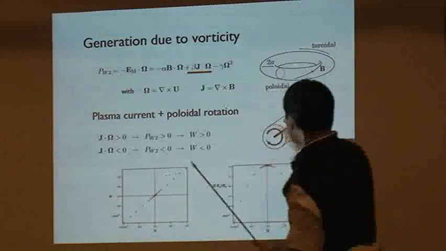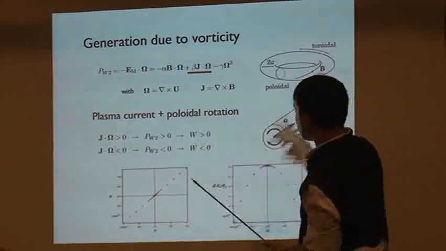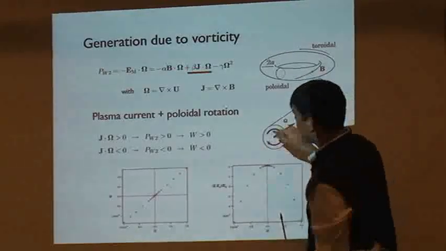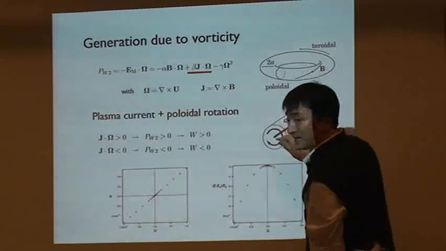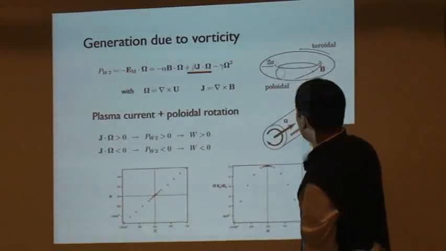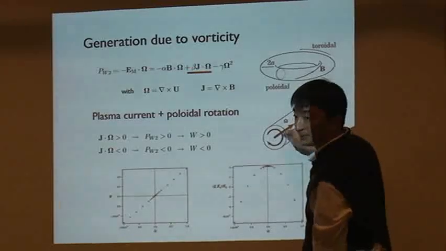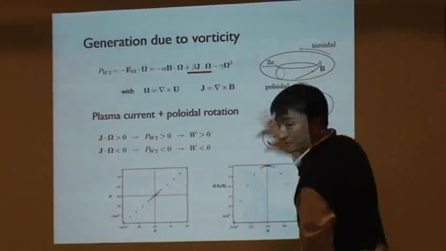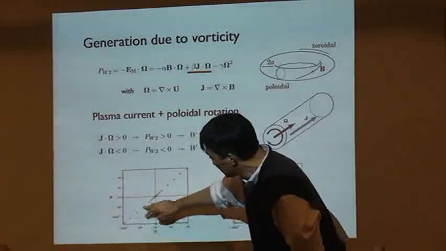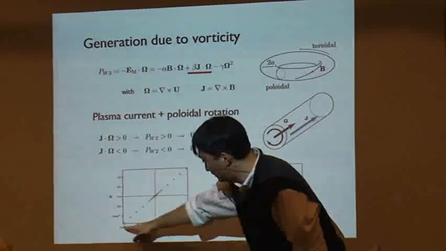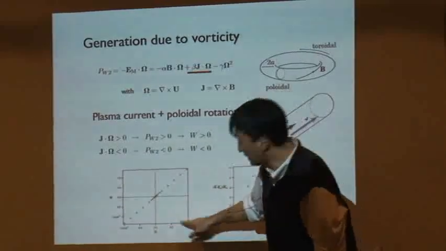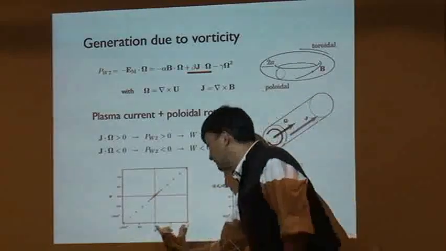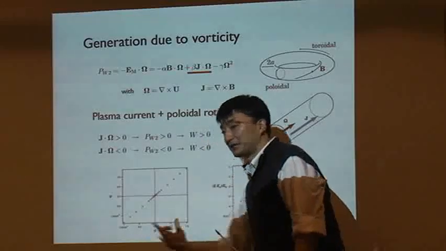Then if we apply some rotational velocity, in tokamaks we always have plasma current in the toroidal direction. So we sometimes apply omega in this direction. Then this is the cross-helicity and this is the applied omega. Then we have this type of dependence in the range of application.